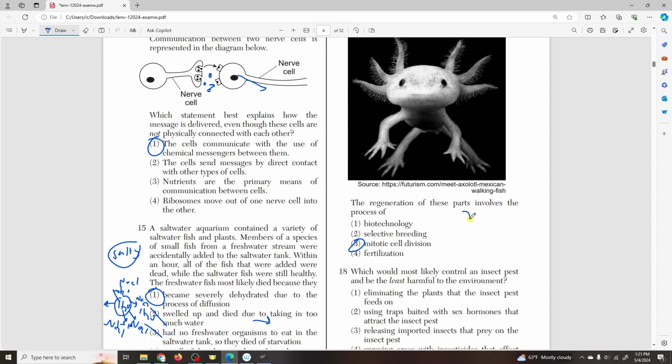So if you copy your cells enough, so many times, they're going to then form like these clusters, right? And then those cells, if they pile on one another, you can actually end up growing a brand new limb. So it has to be through mitotic cell division. Fertilization would be if you wanted to make a brand new axolotl. Biotechnology, there's no technology here. They evolved to be able to do this. And selective breeding, humans did not breed axolotls to be able to regrow their limbs. They did that themselves, right?